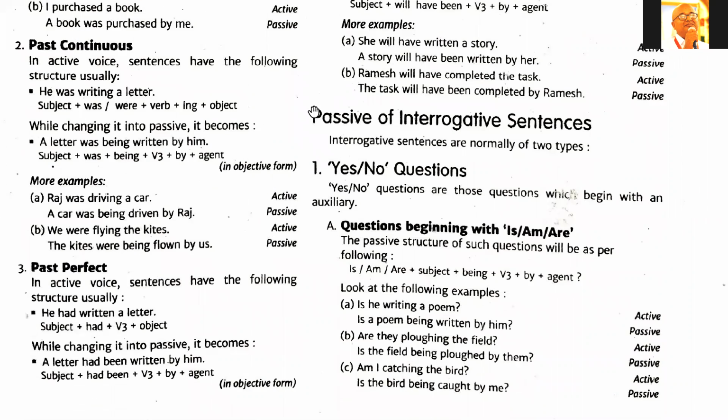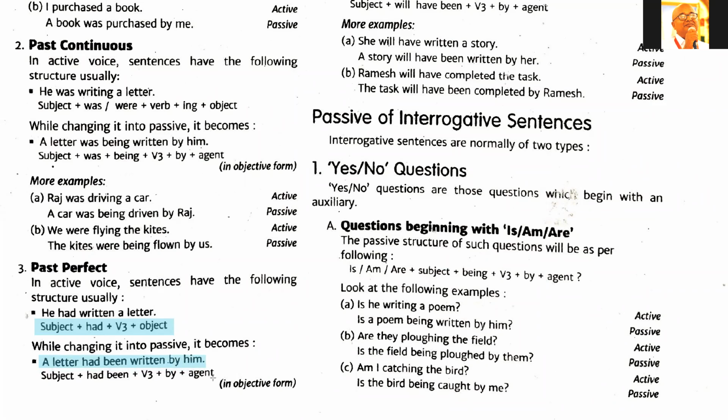Now coming to past perfect. In case of past perfect, the structure, you know that you have to use had this time. So had blades subject plus had plus V3 plus object. I had written a letter. He had written a letter, passive voice. A letter had been written by him.